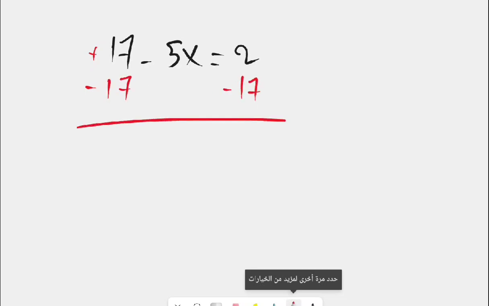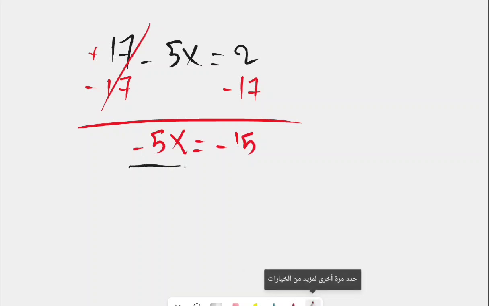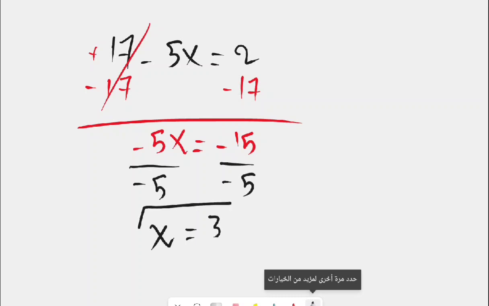So these two will add to 0. And then we could bring down the negative 5x. Positive 2 minus 17, that's equal to negative 15. Next, let's divide both sides by negative 5. Negative 5 divided by itself is 1, leaving behind 1x. Negative 15 divided by negative 5 is positive 3. Whenever you divide by two negative numbers, you're going to get a positive result. And so that is the answer. X is equal to 3.